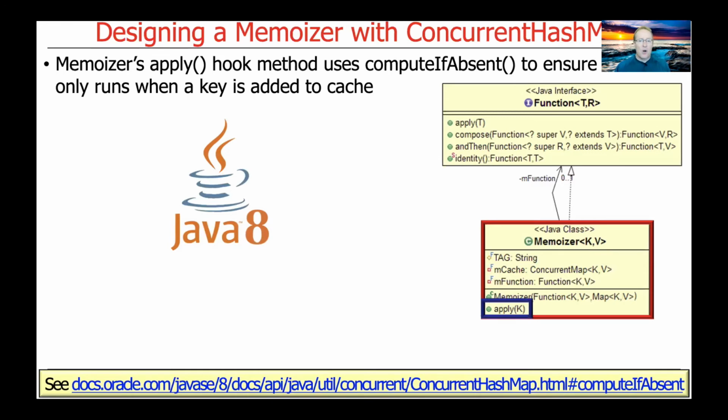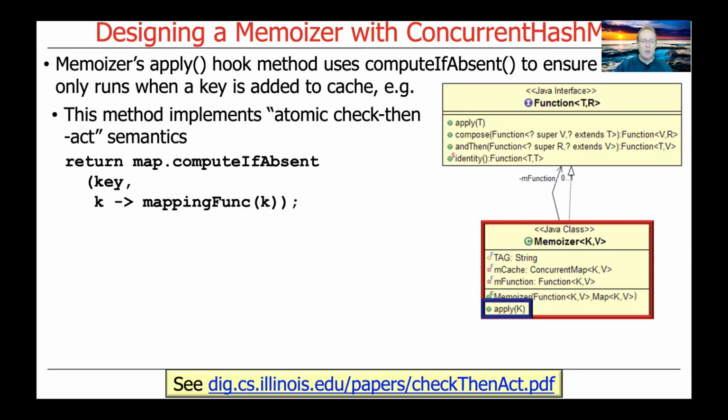The way this is going to work is we're going to have the Memoizer's apply method use the computeIfAbsent method on the concurrent hash map to ensure that the function is only run the first time a key is added to the cache. And computeIfAbsent is a very powerful atomic check then act method that's part of concurrent hash map. And here's basically the way it works.